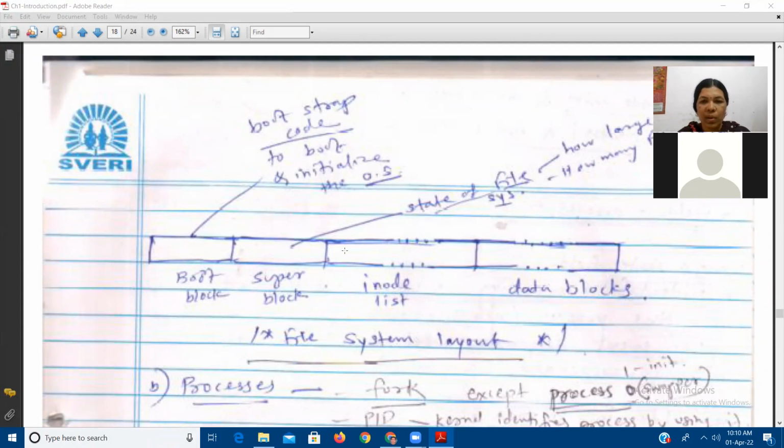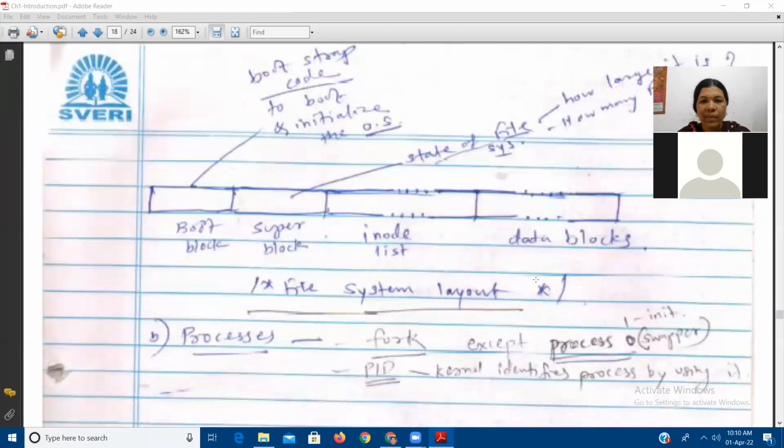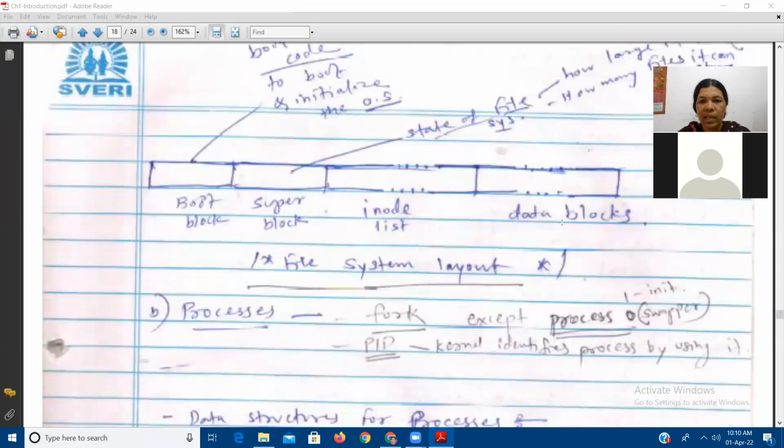At the time of installation, we have to partition the total space allocated to the Linux operating system into 4 partitions called boot block, super block, inode list, and data block. Further, we discussed why the inode list and data block are shown with the help of dotted lines. Their size is variable. That's why it is shown with dotted lines.